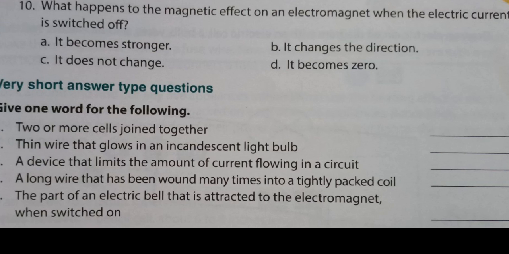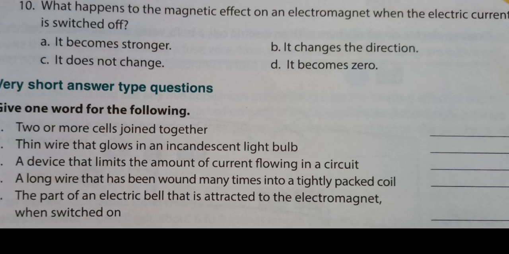Question number 10. What happens to the magnetic effect of an electromagnet when the electric current is switched off? The options given are A, it becomes stronger; B, it changes the direction; C, it does not change; D, it becomes zero.